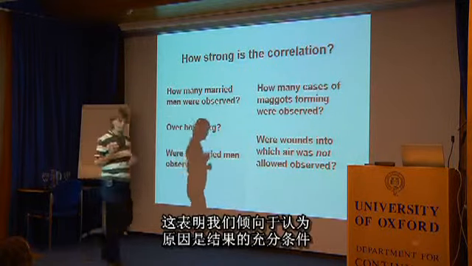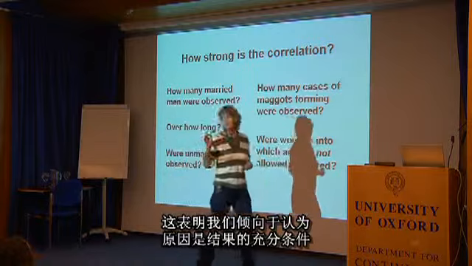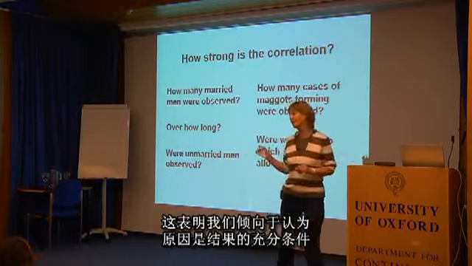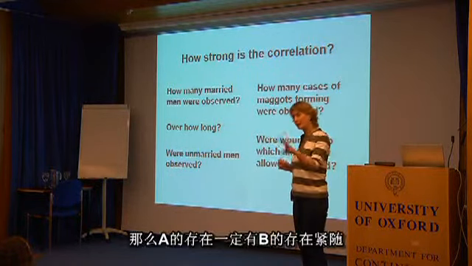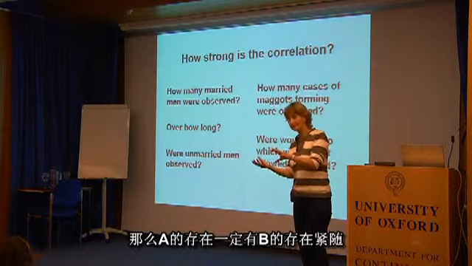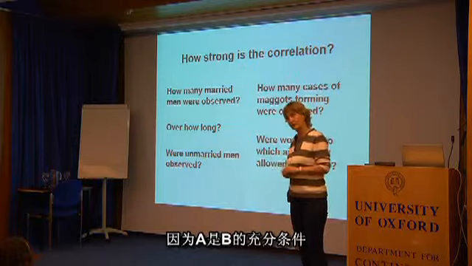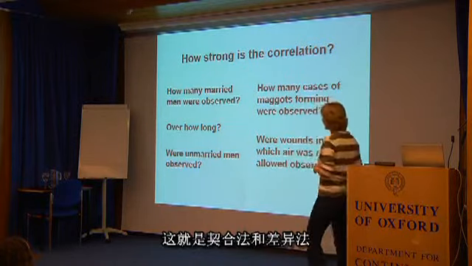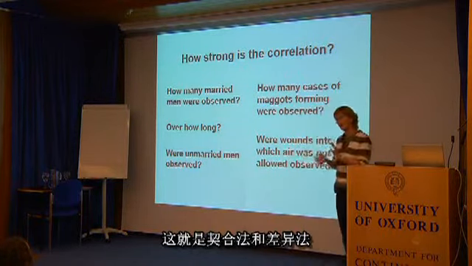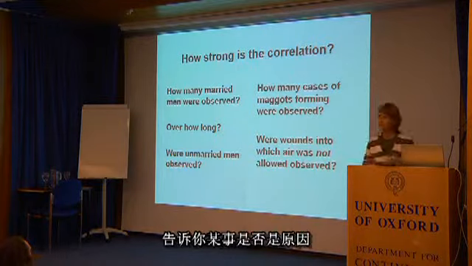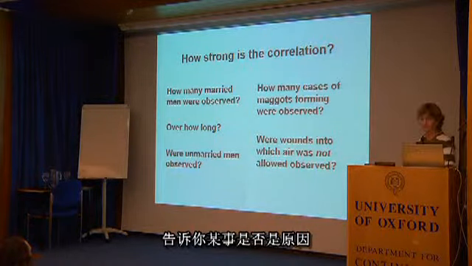And that shows us that we tend to think that a cause is sufficient for its effect. That if A causes B, the occurrence of an A must be followed by the occurrence of a B, because A is sufficient for B. So that's the method of samenesses and the method of differences, which tells you whether something's a cause or not.